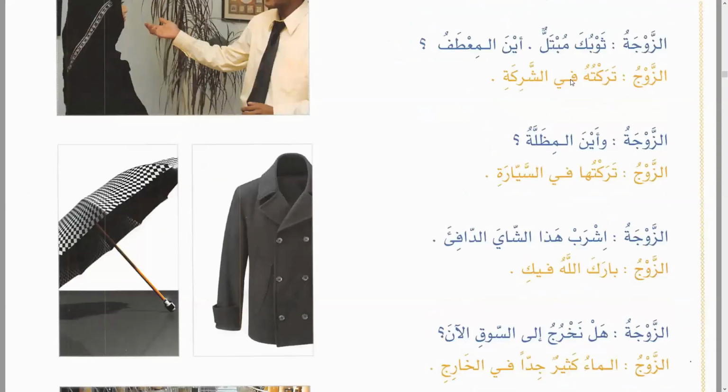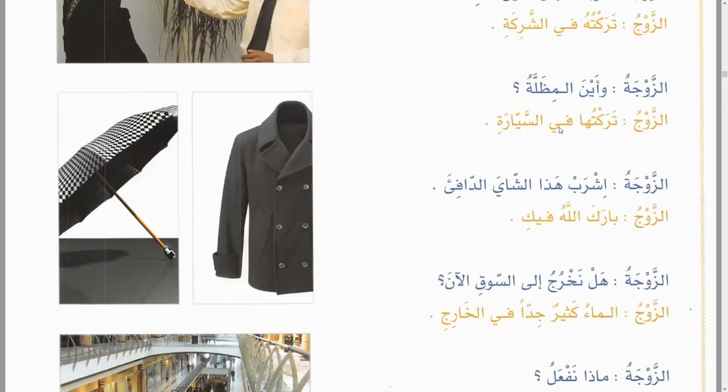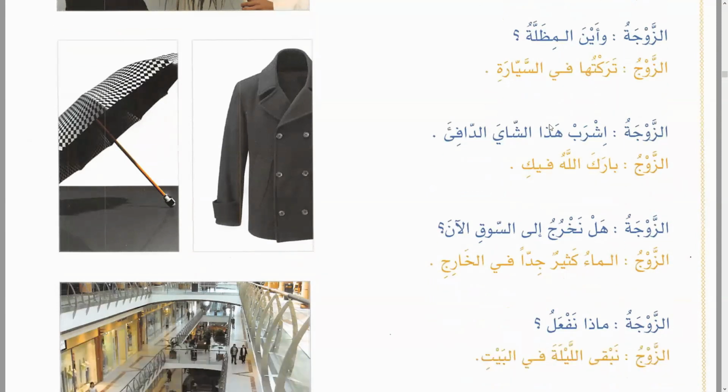And remember, after fi we get a kasra, right? Taraktuha fi sayyarati. I left it in the car. Why are you saying ha now? Because this is feminine, right? Taraktuha fi sayyarati. I left it in the car. Again, we're translating this as 'it'. I left it in the car. Taraktuha fi sayyara. Okay.